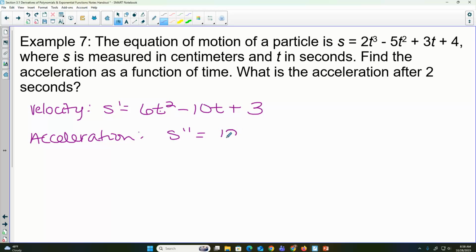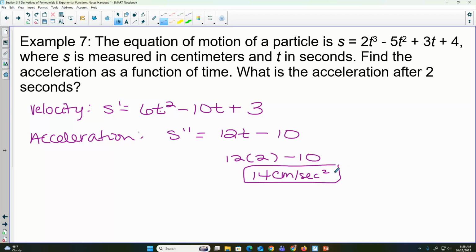12t minus 2. Okay. And then I want the acceleration after 2 seconds. So what do we do? Plug it in. So 24 minus 10 is 14. Units in centimeters per second squared. Velocity would be centimeters per second. Acceleration, that second derivative makes it squared. Is that okay?